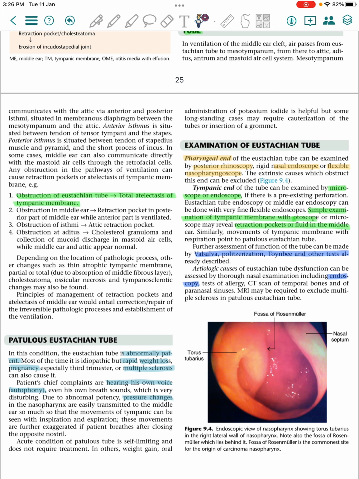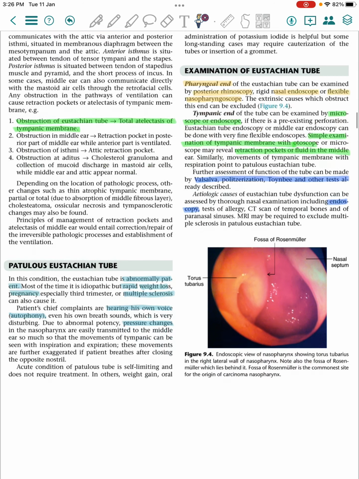Other tests we saw: Valsalva test, Toynbee test, politzerization, catheterization, endoscope.